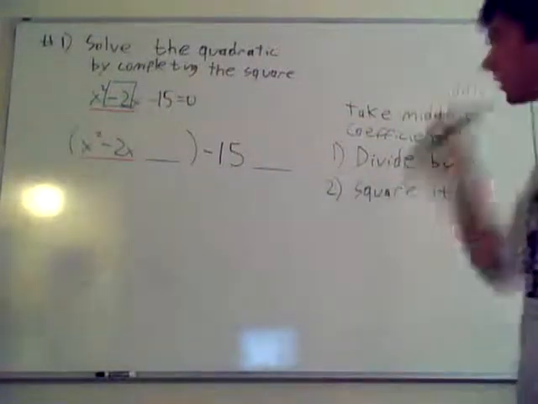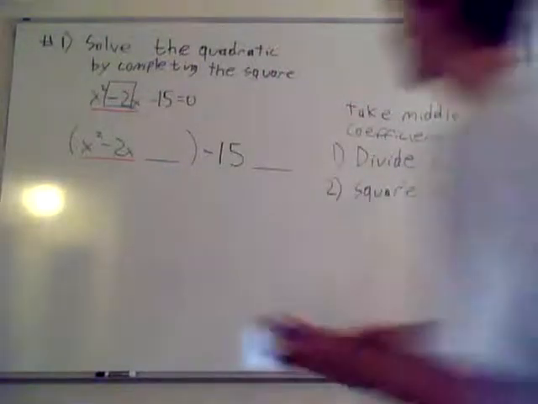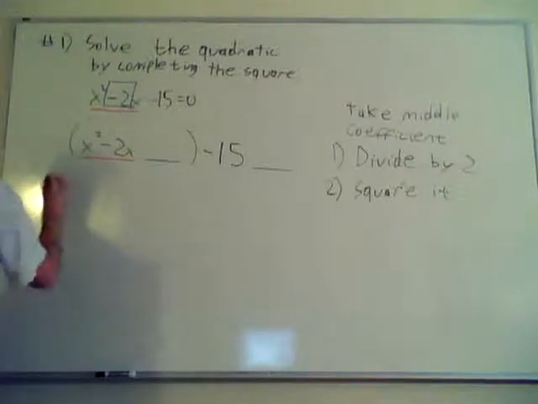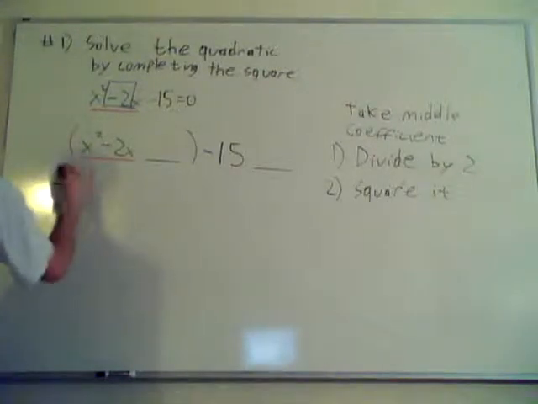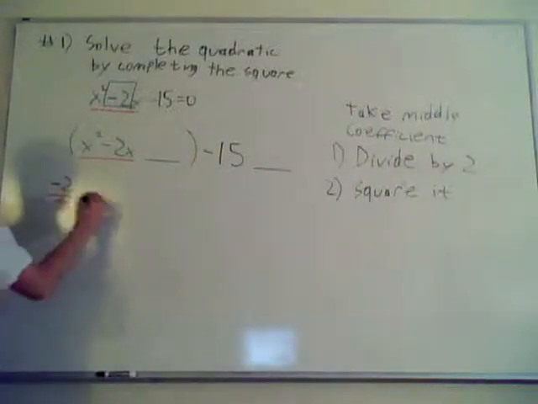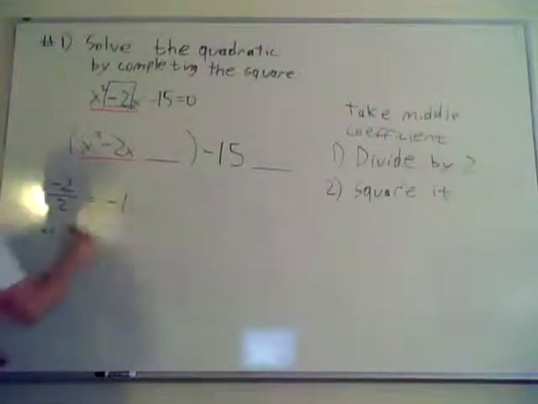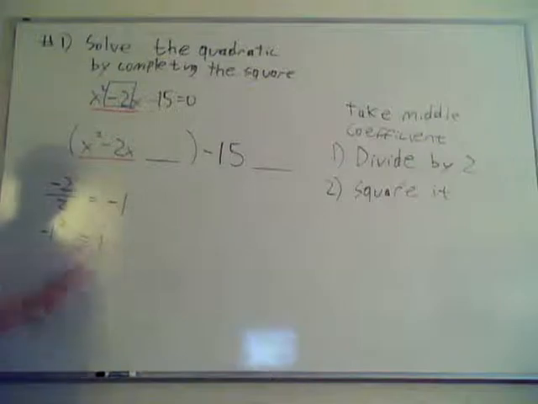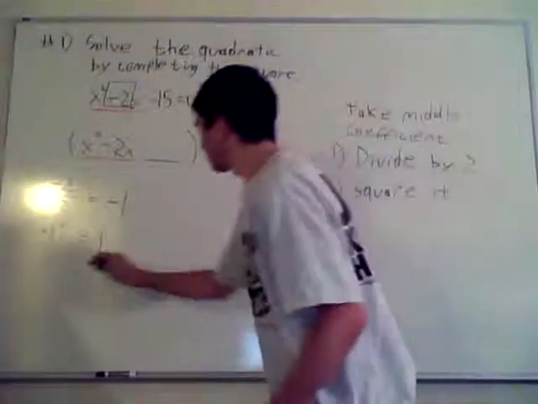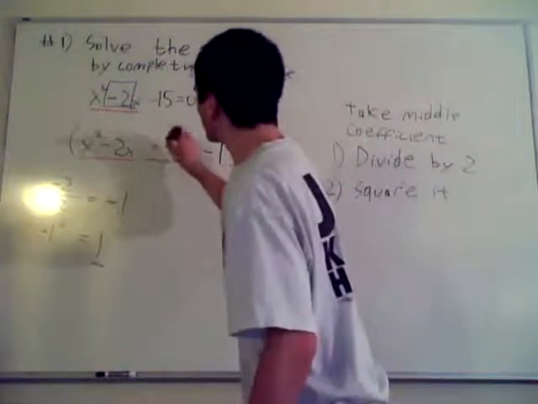Alright? So now, in our example, our number is -2. So take -2, and now it says divide by 2. That equals -1. And then take -1 and square it. -1 squared is 1. So now, 1 is the number you need. It's the blue number, if you will. So that means over here we get +1.